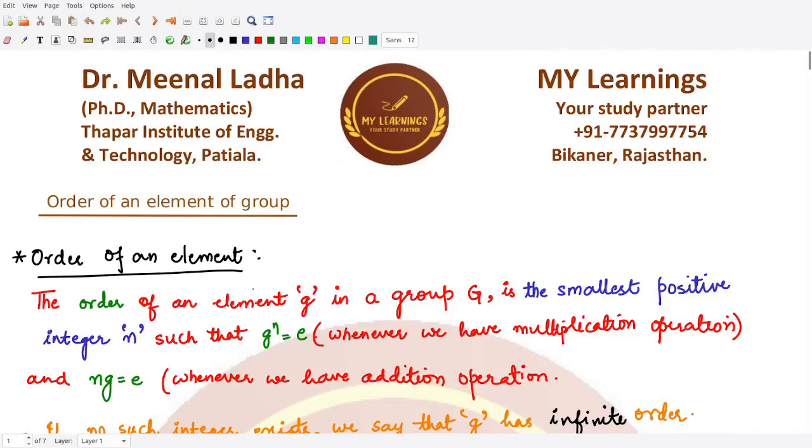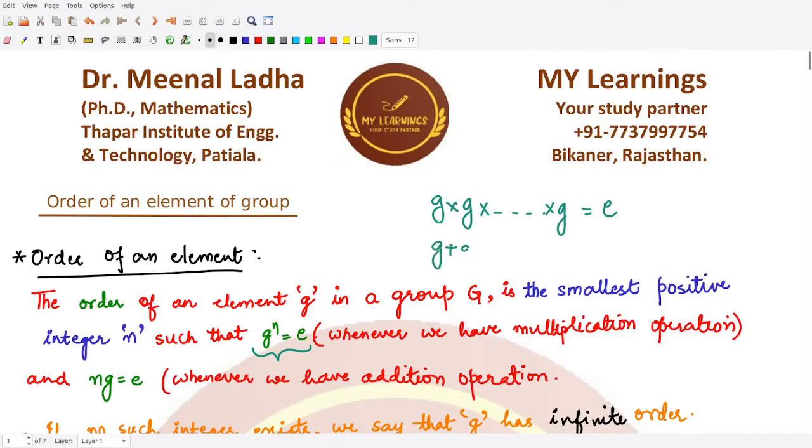Suppose we are talking about the group capital G, and we take small g as one of the elements of this group. Then the smallest positive integer n would be called the order of the element g whenever g to the power n is the identity of the group. That means we are multiplying g n times so that we obtain the identity of this group, when the operation is multiplication.